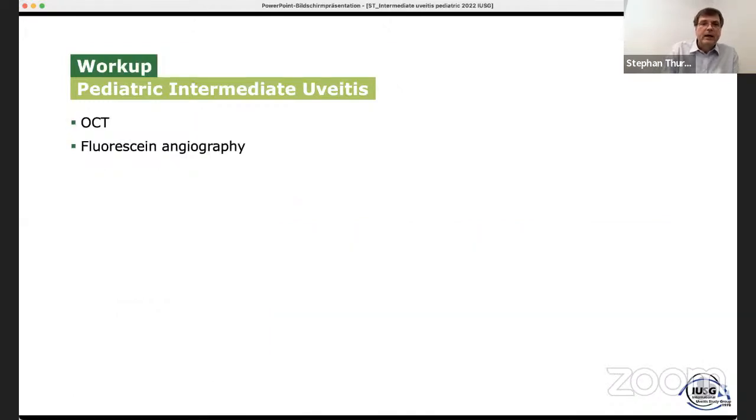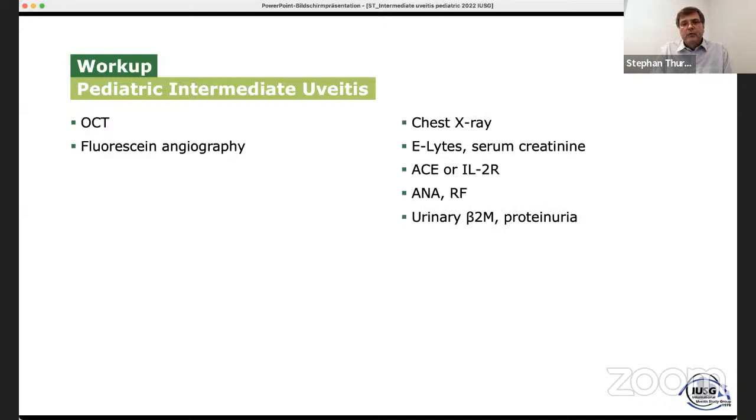Now, what do we do as a workup for patients with pediatric intermediate uveitis? Of course, imaging. But looking for systemic disease and underlying disorders, chest X-ray, electrolytes, serum creatinine, angiotensin converting enzyme, or IL-2 receptors are important to rule out any underlying rheumatologic disorders. Anti-nuclear antibody and rheumatoid factor may be of importance.